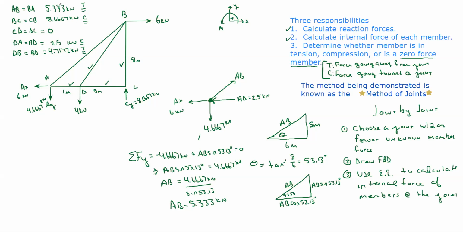So we have calculated the reaction forces. We've calculated the internal force in all 5 of the members, and we've determined whether each member was either in tension, compression, or is a zero force member. Again, I acknowledge the tension compression part can be a little bit confusing, but I also have seen historically that it gets easier the more problems that we do.